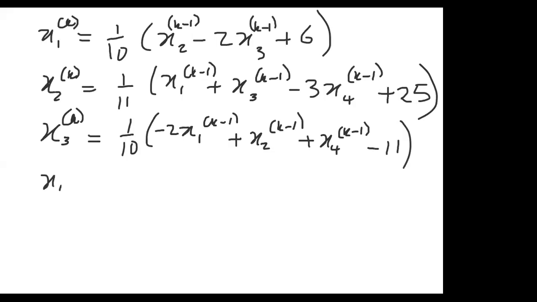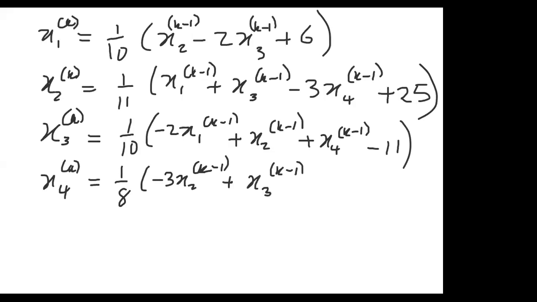And lastly, the last equation will be given by this: x4(k) will be 1 over 8 times minus 3x2(k-1), then plus x3(k-1), then plus 15, right? So that's what we are going to do. And then I'll be able to use the initial approximation.